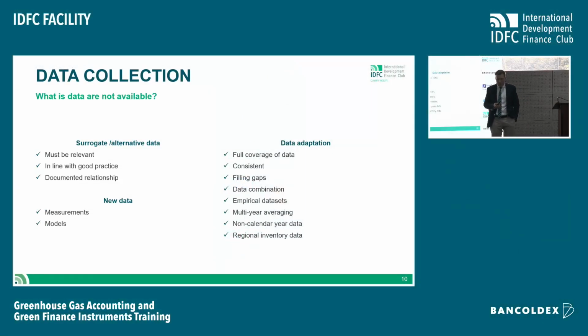What if we don't have the data? What if the client doesn't provide us with tons of CO2, for example? Then, of course, we need to use what's called surrogate or alternative data. You need to remember that they must be relevant, they must be in line with good practice, and you need to document the source of it for transparency and for auditing. Because it might be the best piece of data, but if you don't have supporting documents, they are worthless, unfortunately.